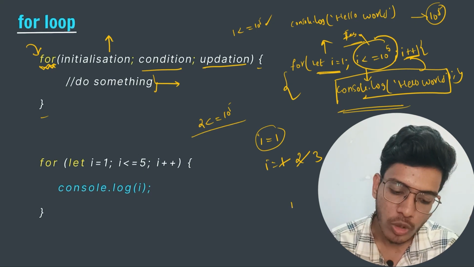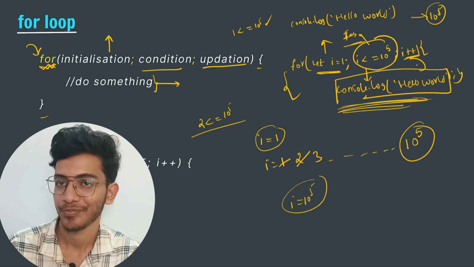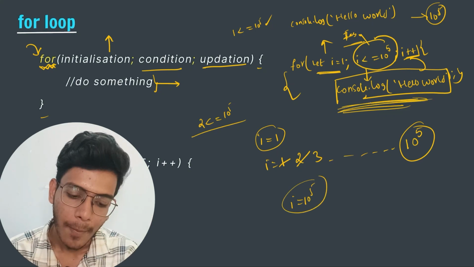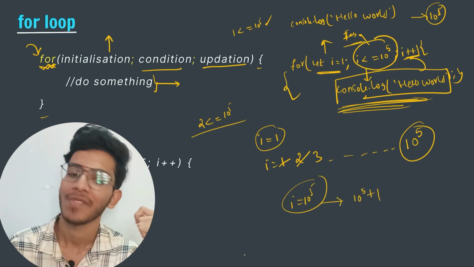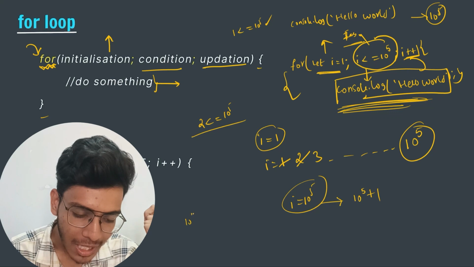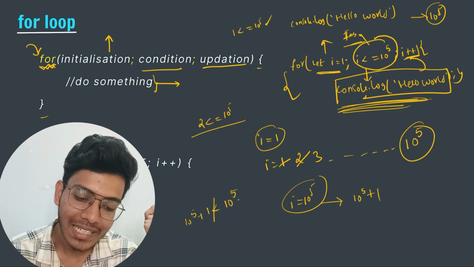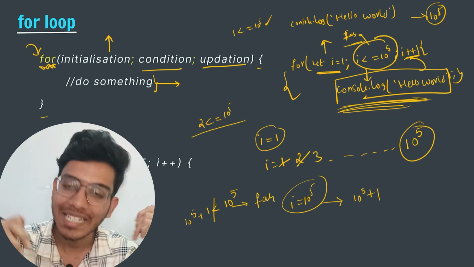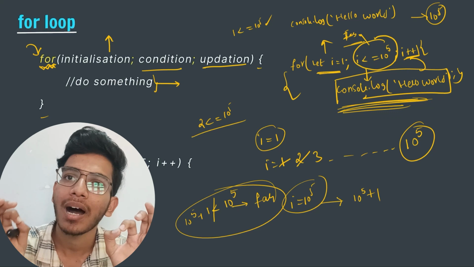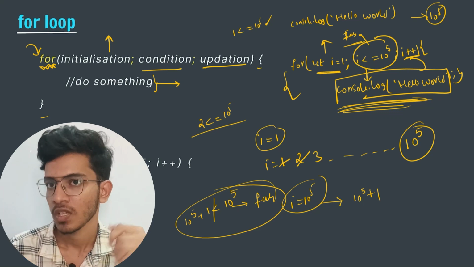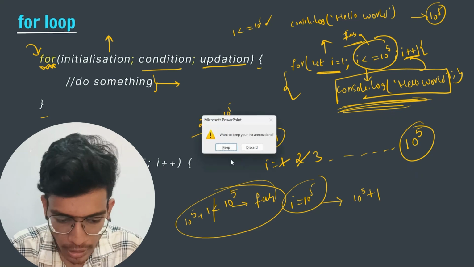When i is equal to 10 to the power of 5, I will print my last statement. After that my i value will become 10 to the power of 5 plus 1. Now 10 to the power of 5 plus 1 is not less than or equal to 10 to the power of 5. The condition is false now. If the condition is not satisfied, then I will stop my loop. Like this, the iterative statement will work. So let me go to VS Code and show you.